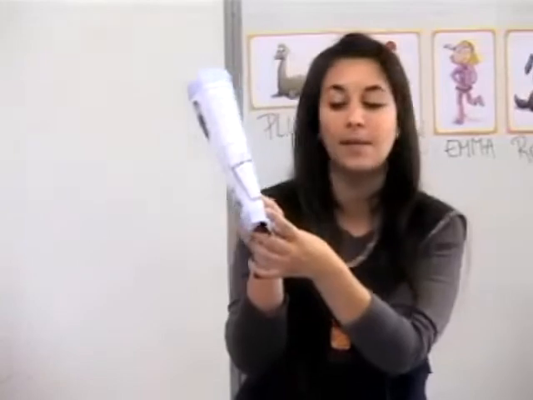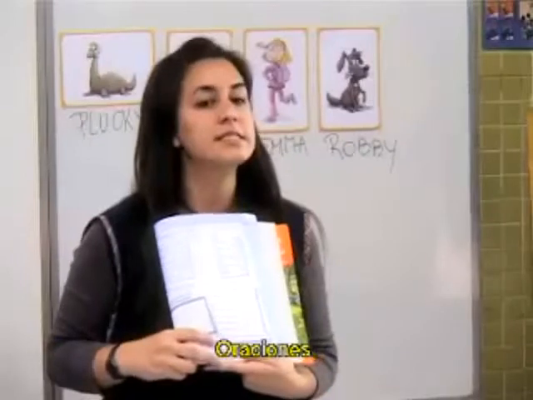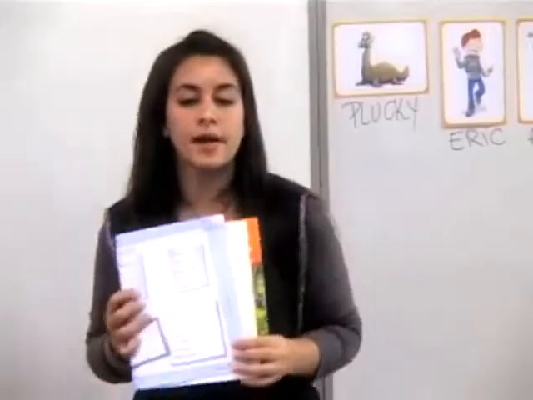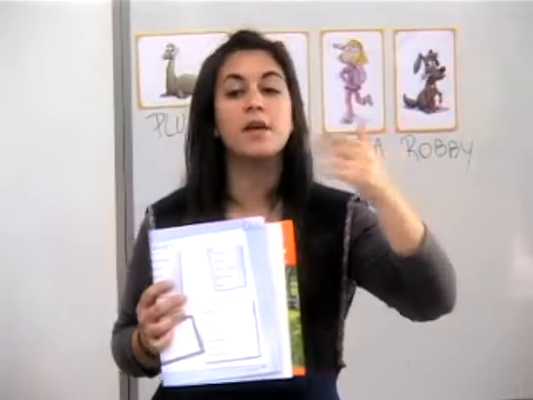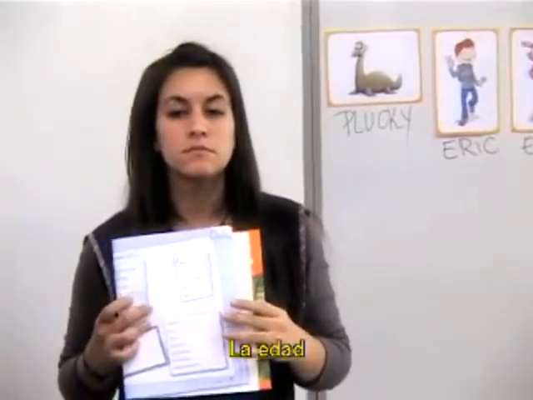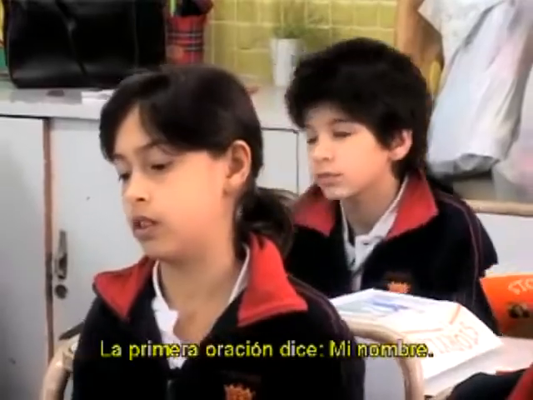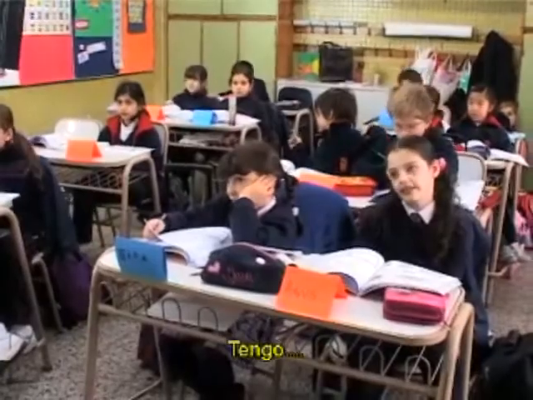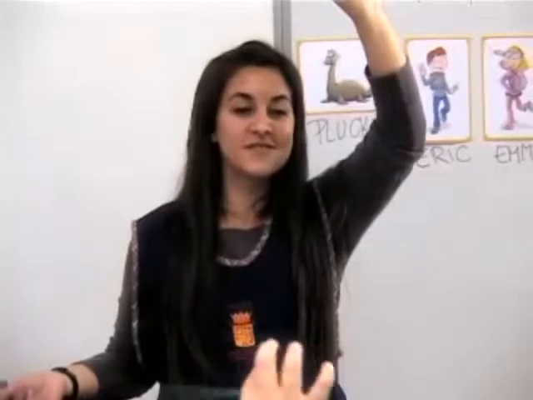¿Y este cuadrado? ¿Qué tiene, Mica, adentro? ¿Tiene dibujos? ¿Qué tiene? Sentences. ¿Pero están completas estas sentences, Valen? No. ¿Qué tendremos que poner? Por ejemplo, el nombre. For example, the name. ¿Qué más, Mati, podemos poner? The years old. How old we are. Okay, for example, the first sentence says, my name. My name is Jose. ¿Qué puedo poner acá? Ah, 16. ¿Cuántos años tenés? How old are you?